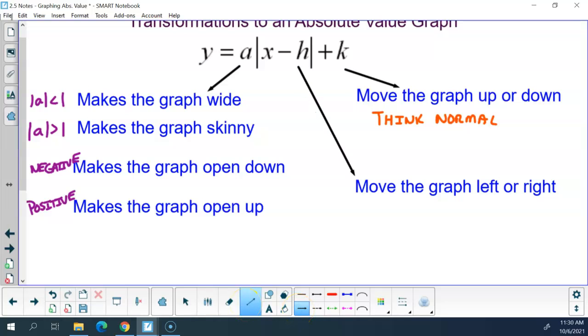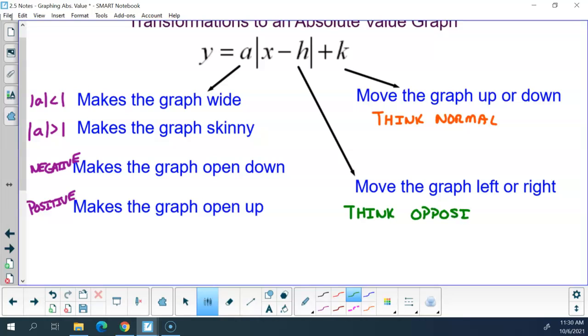And h is what moves our graph left or right. Okay? This is where the higher level mathematical thinking comes in, because we have to think oppositely. Because of this subtraction sign in the formula, we have to think oppositely. When it's positive, that means we are subtracting a negative. So that's why we think opposite. When it's subtraction, we think it's subtracting a positive. So if it's x minus 2, that vertex would actually shift to the right, even though it's minus.